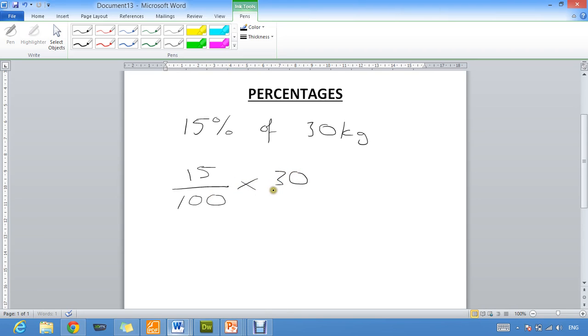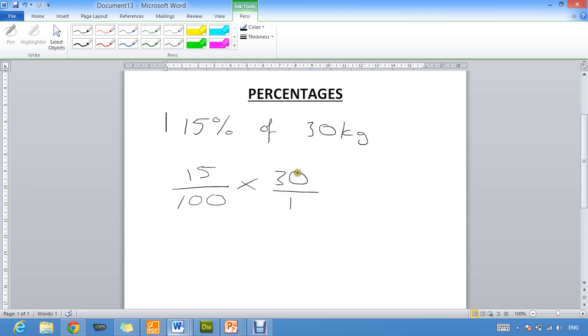Now to make it look like a fraction, I can put it over 1. That's only to make it look like a fraction. The reason being, 30 divided by 1 is still 30, so the value of this number does not change. So just to make it look like a fraction, you can put it over 1.